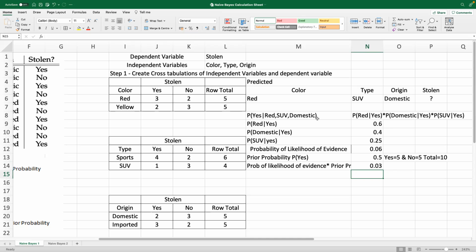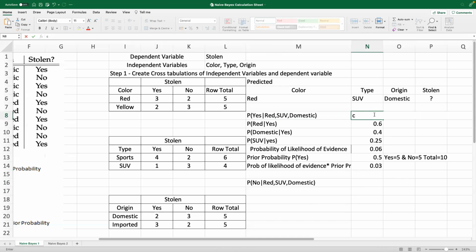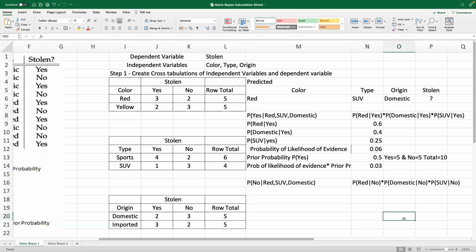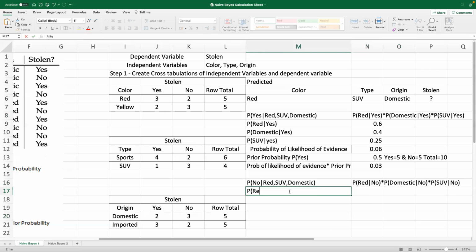Now we have to calculate the other side of the equation, which is probability of no given red, SUV, and domestic. That means probability of red and no, probability of domestic and no, and probability of SUV and no. So probability of red given no.